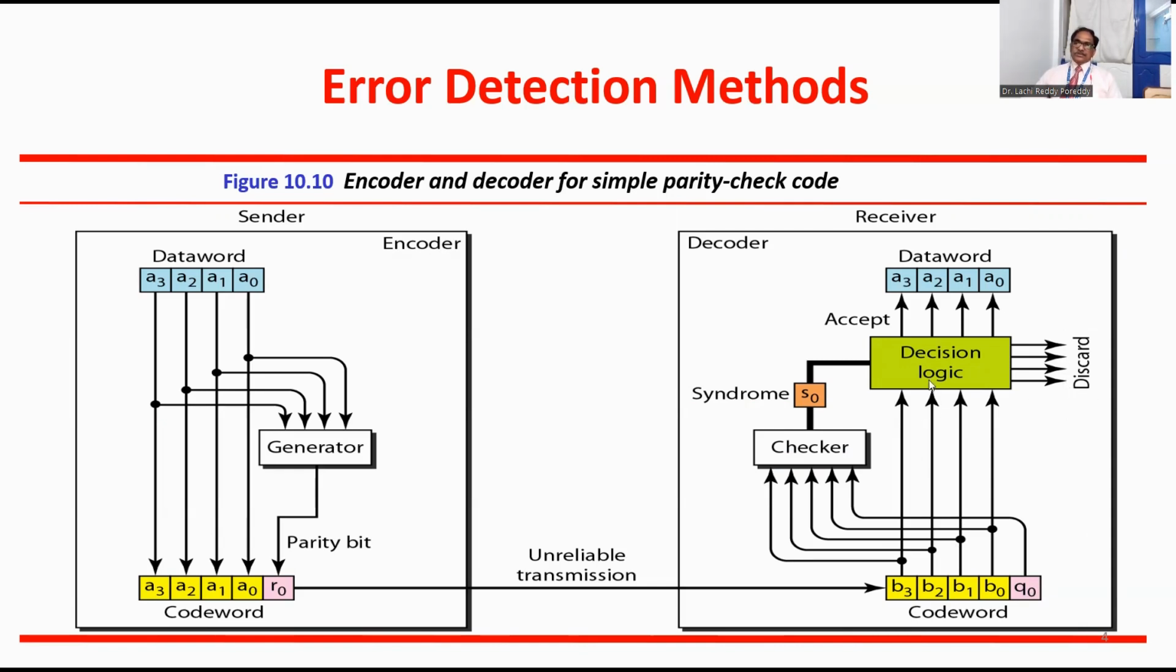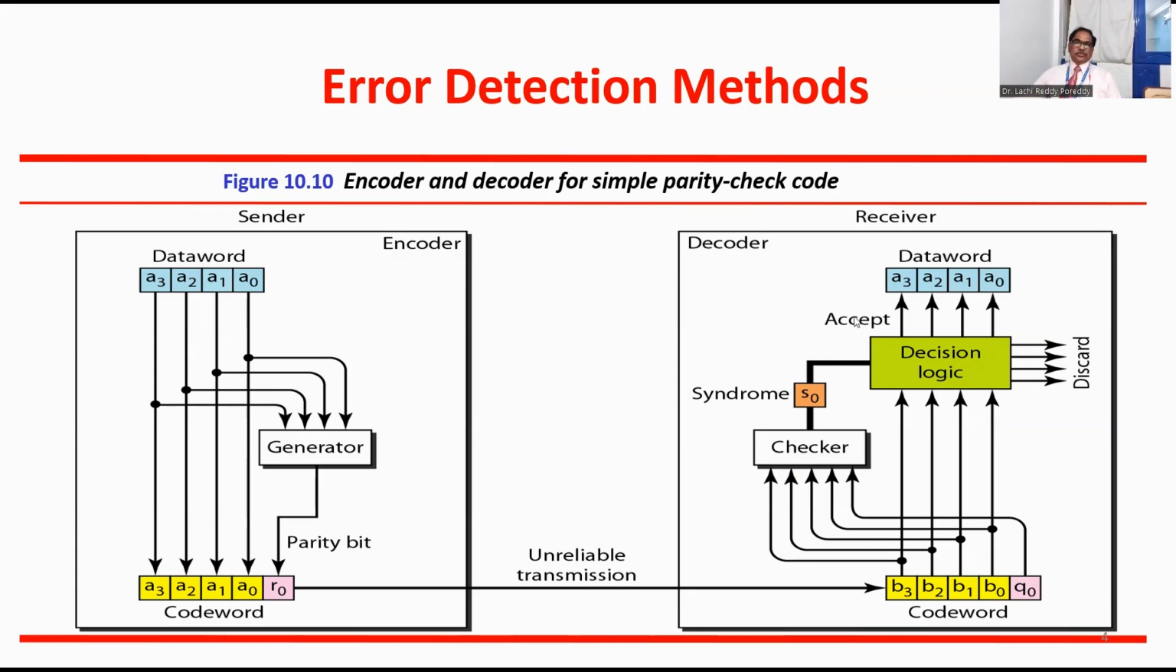Then the receiver will send a negative acknowledgement, asking for a retransmission of the same frame. That is how this error detection mechanism is used in the simple parity mechanism by both sender and receiver. We will see one example: what the generator circuit will be and what the checker circuit will be. That we will see first, then we'll go to the next.